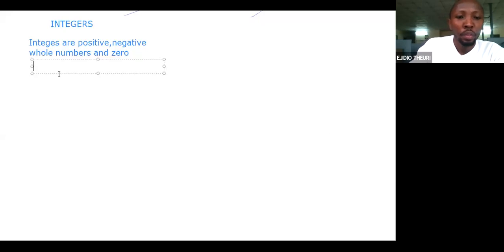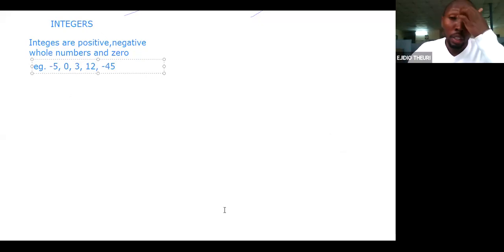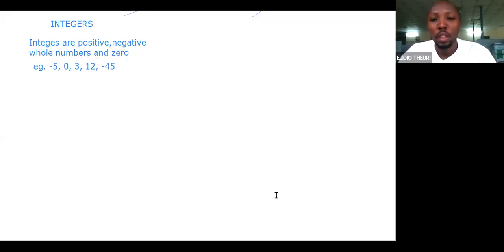Examples, e.g., you can have negative 10, negative 6, negative 5, 0, 12, 3, negative 45. All these are integers. So I don't expect you to have numbers which are not whole numbers. For integers, they must be whole numbers. That's a condition. So I don't expect you to give me 2.5 as a whole number, 3.5, 4. No, they should be whole numbers. Integers are positive, negative, and zero, and all those are supposed to be whole numbers. Okay? So I don't expect you to have 1.1, 2.3, or any other number. You should have a whole number. Those are what we call integers.